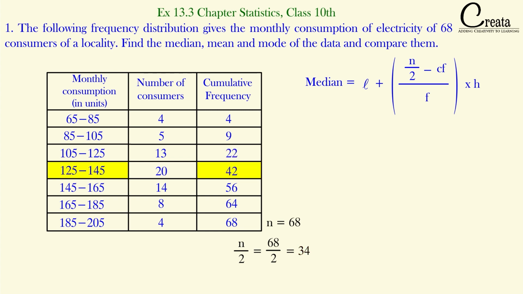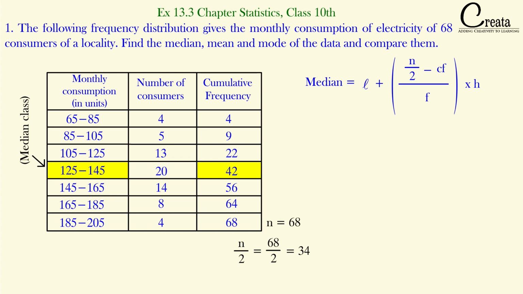Further, this range 125 to 145 will be called the median class. The range 125 to 145 will be called the median class, and our median will lie somewhere between 125 and 145. Got it? Let's find the other components of the formula.